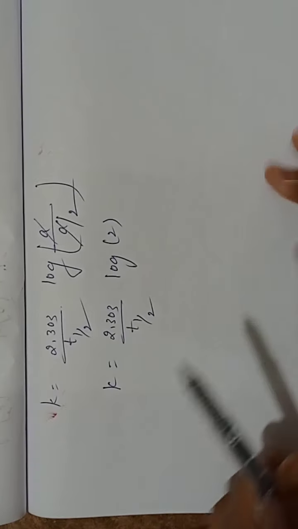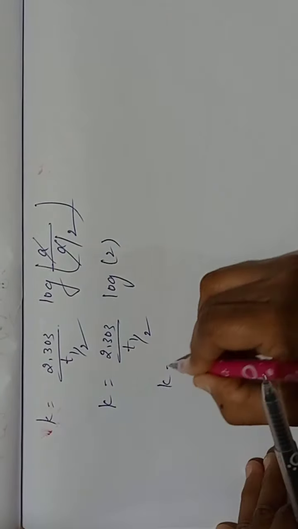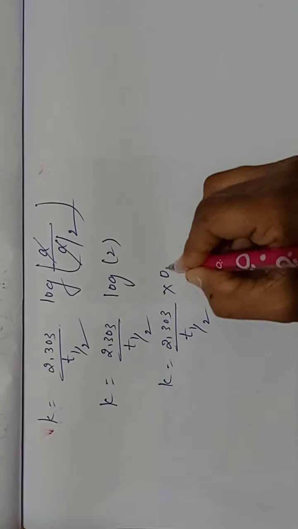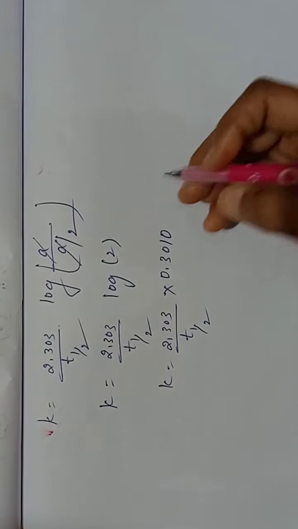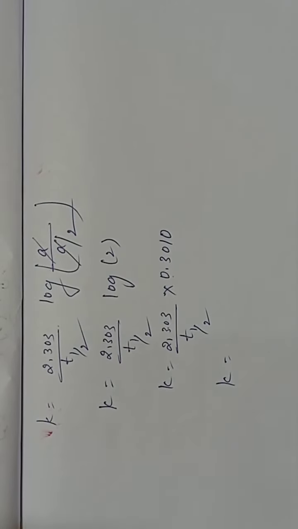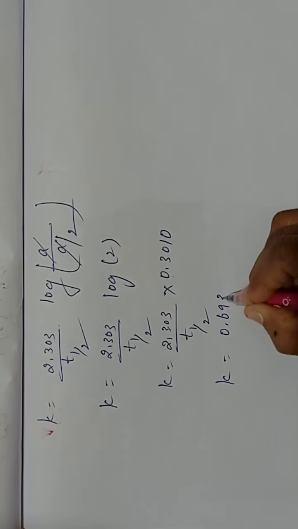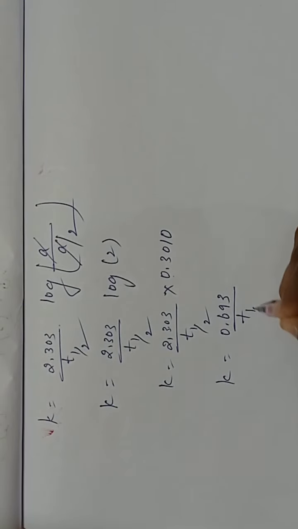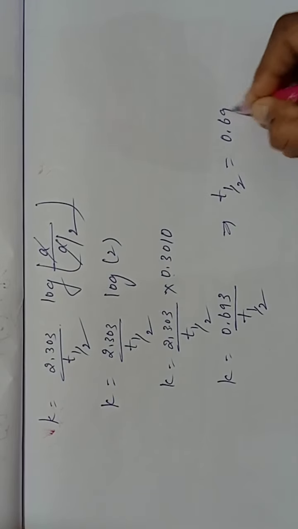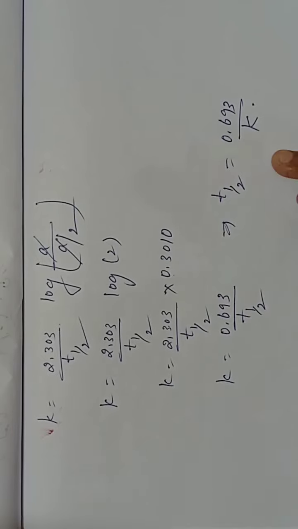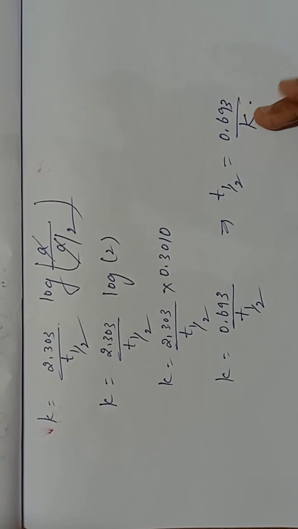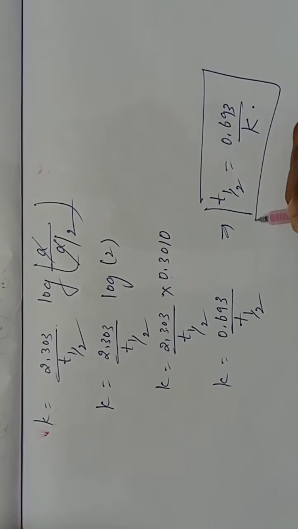So k is equal to 2.303 by t half into log 2, whose value is 0.3010. Now multiply 2.303 into 0.3010, you will get 0.693 by t half. Actually what should we find? The t half value we should find. Then 0.693 by k. Understanding? t half is equal to 0.693 by k, students. This is the half-life of the first order reaction.